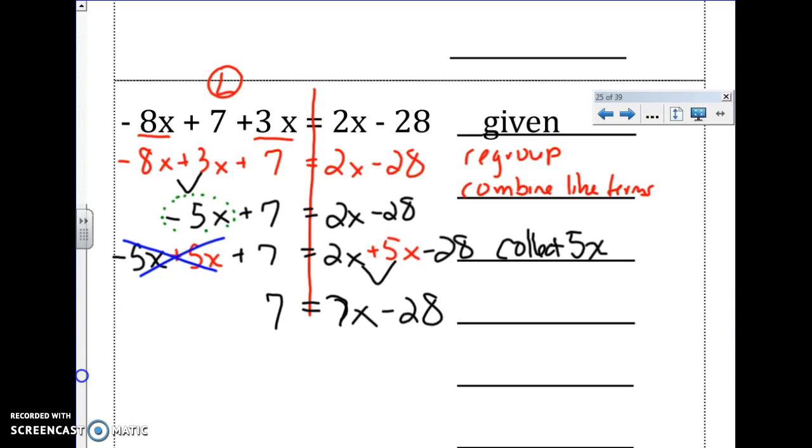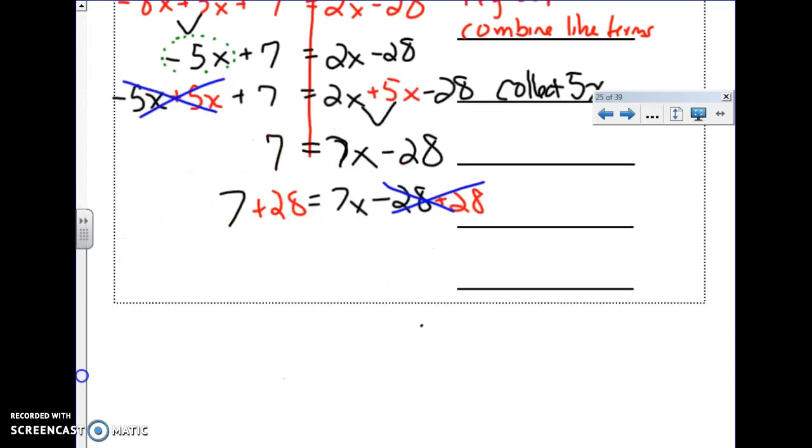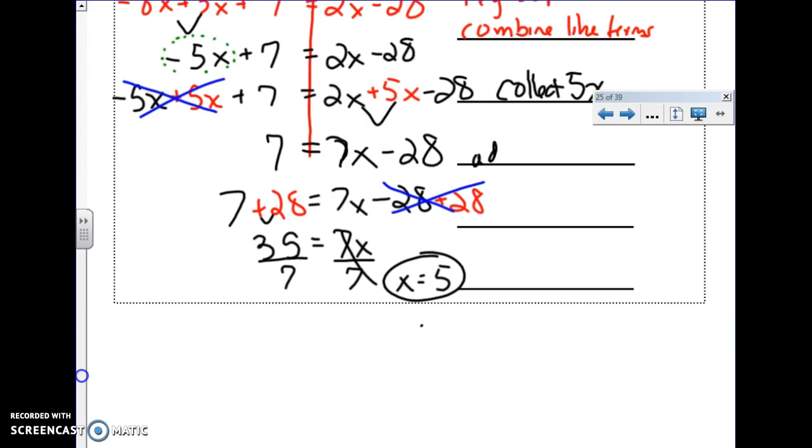And I'm sure you can take it from here. You're going to want to add 28 to both sides. Okay, a -28 and a positive 28 cancel out to 0, which is what you want. And then over here I have 35 equals 7x's. And then lastly I divide. So x equals 5. Alright, so what did I do? I added 28 and I divide by 7. Alright, and of course you should go back and check it.